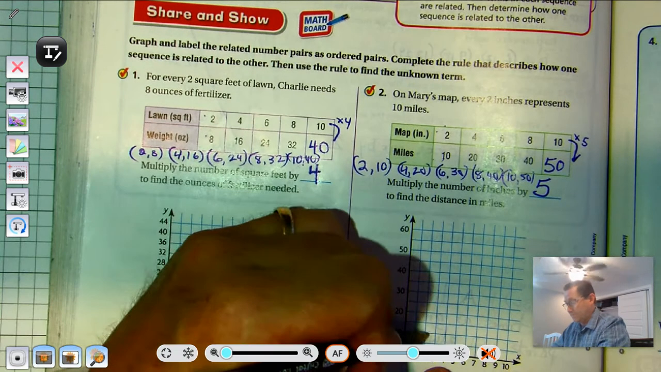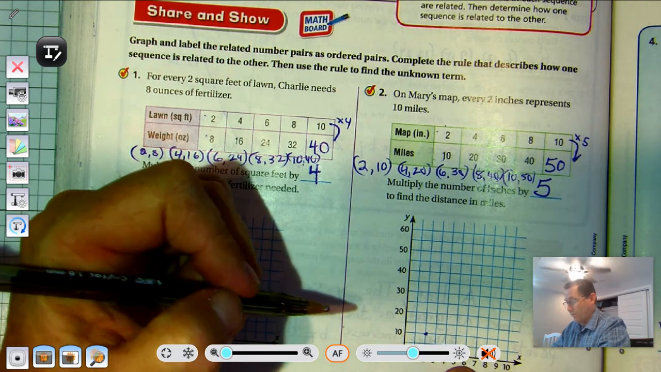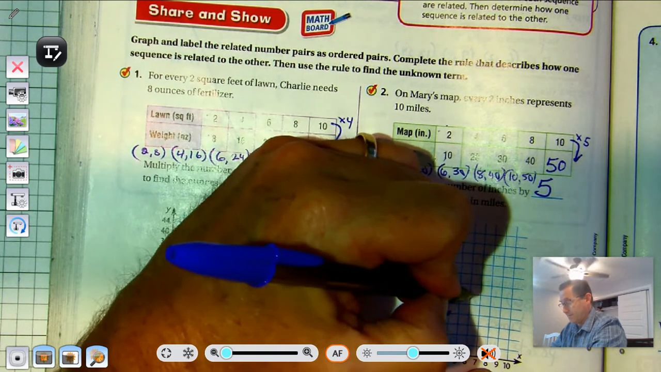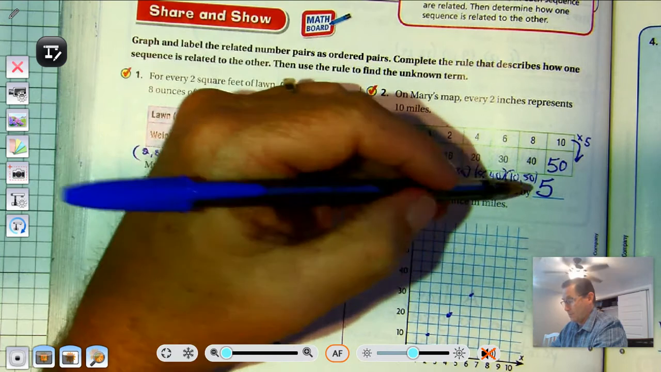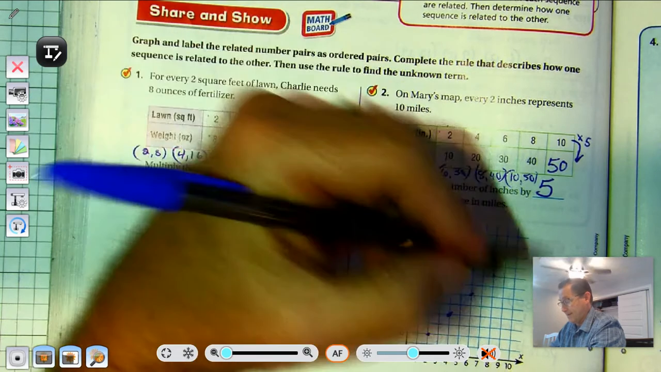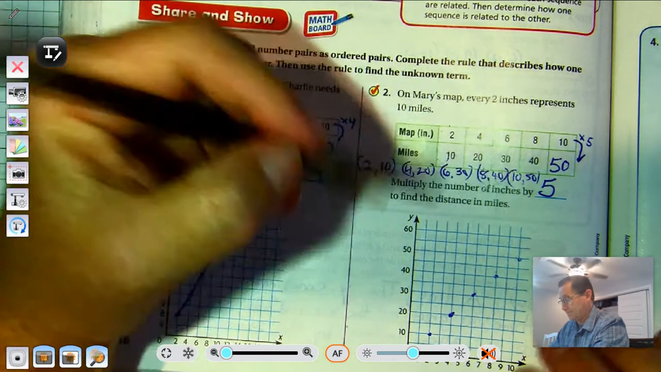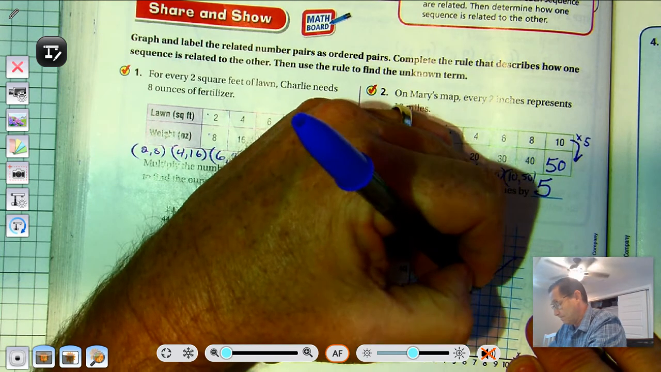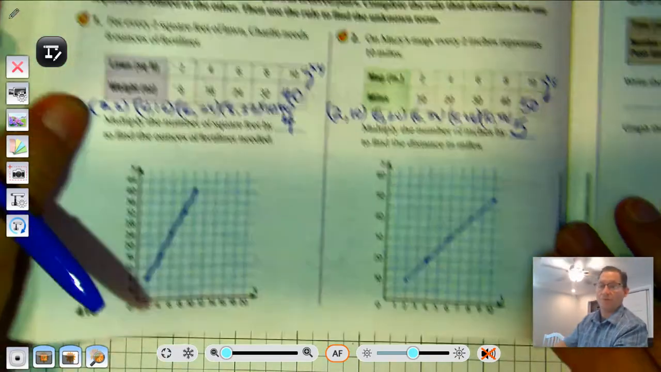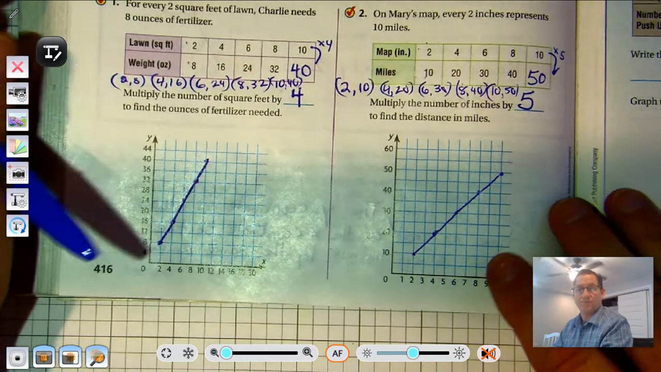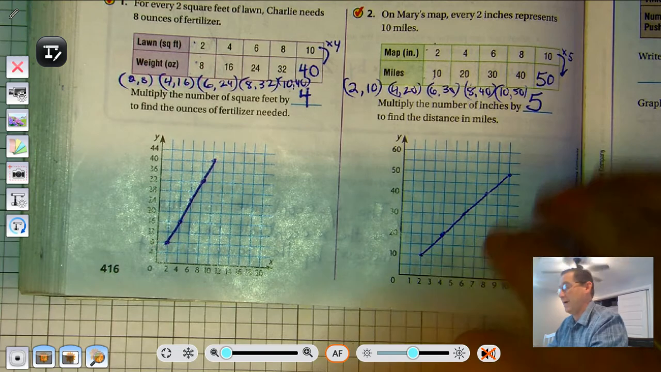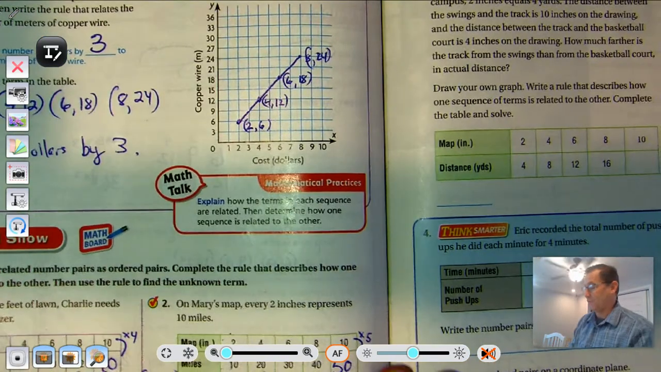So go over 2, up 10. Go over 4 and up 20. Over 6 and up to 30. Over 8 and up to 40. And 10 and up to 50. Join the points and we form a straight line. So the rule for this one, again, is multiply the number of inches on the map by 5 to find the distance in miles. 417, number 3.